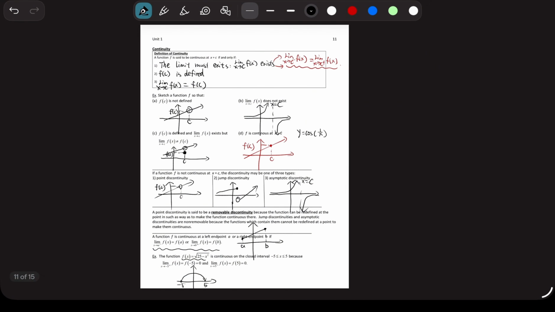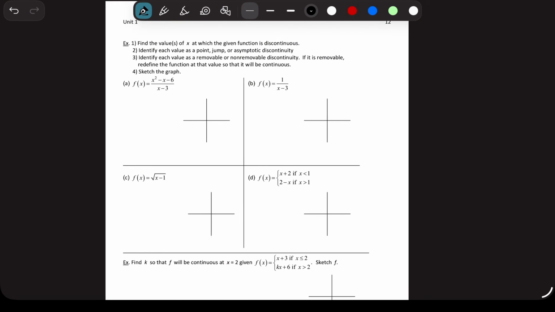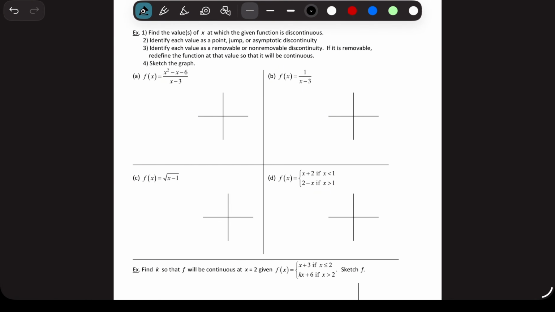Let's move on. Let's do more sketching. We have to find the values at which the function is discontinuous. We also have to identify which discontinuity this is, and identify if it's removable or non-removable. Keep in mind that only point discontinuity or hole discontinuity is removable.